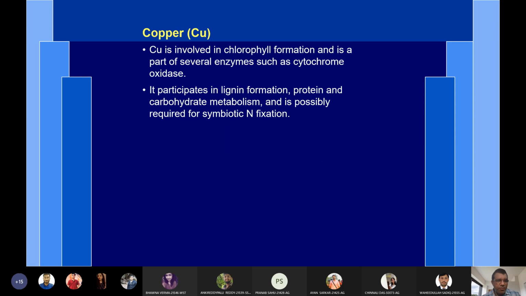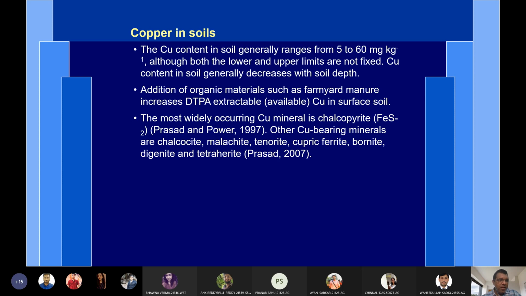Copper is involved in chlorophyll formation and is part of several enzymes such as cytochrome oxidase. You must have heard of cytochrome oxidase. It participates in lignin formation, protein and carbohydrate metabolism, and is possibly required for symbiotic nitrogen fixation. So people hypothesize. Copper in soils generally ranges from 5 to 60 milligram per kg. So the range is similar to zinc, 30 to 60, but here it is 5 to 60.